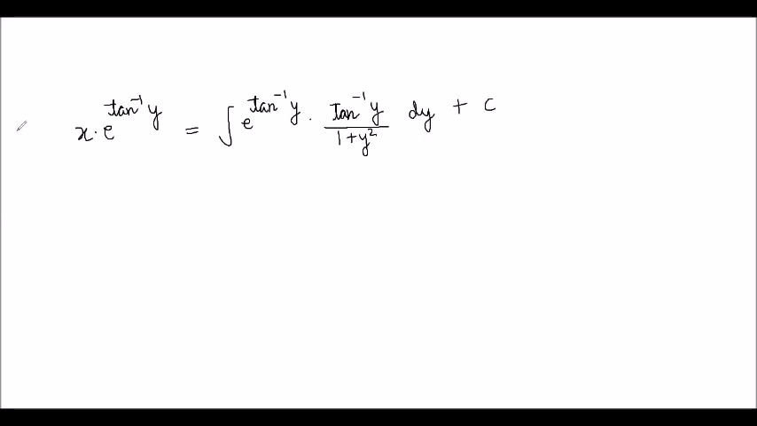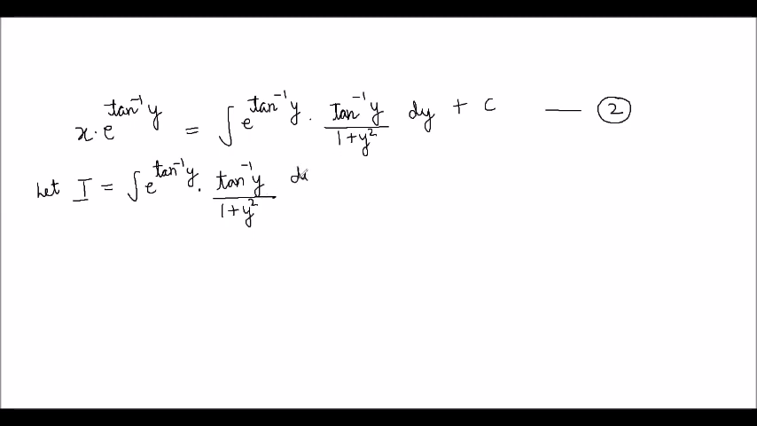So we have to evaluate this integration. Let us name this as equation 2. This is the solution. Here we have to evaluate this integral. Let us assume this integral as I, and we will be evaluating it separately instead of writing this equation again and again. E raised to power tan inverse y, tan inverse y upon 1 plus y square dy.